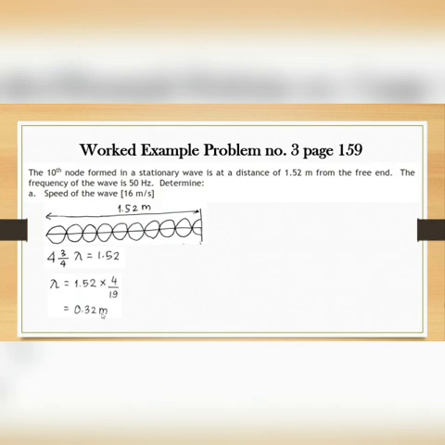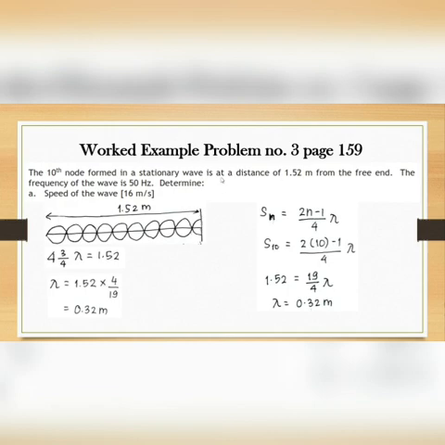0.32 meters. Or if you want to memorize the equation that we have derived, Sn, the nth node, is given by the equation 2n minus 1 over 4 lambda. If you use this equation, you will find that lambda is equal to 0.32 meter. But if you cannot memorize this, you can easily just draw the stationary wave. And remember that at the free end, there will always be an antinode because this is a free end stationary wave.